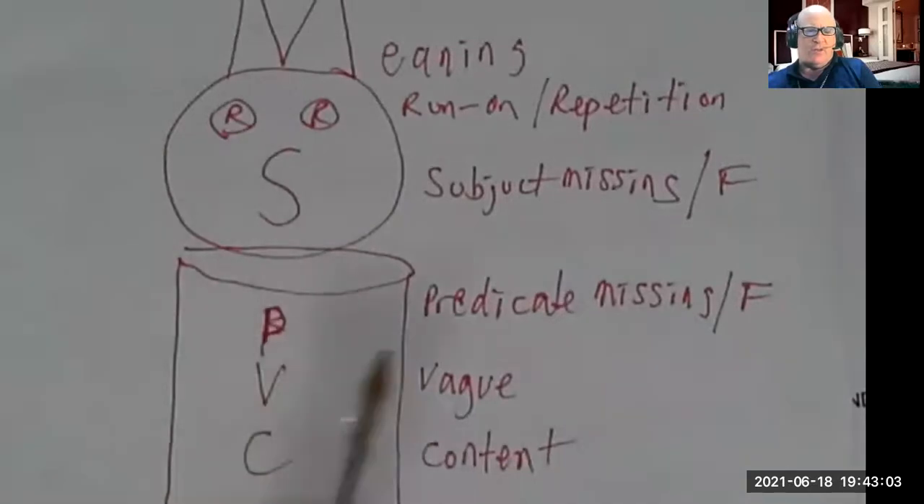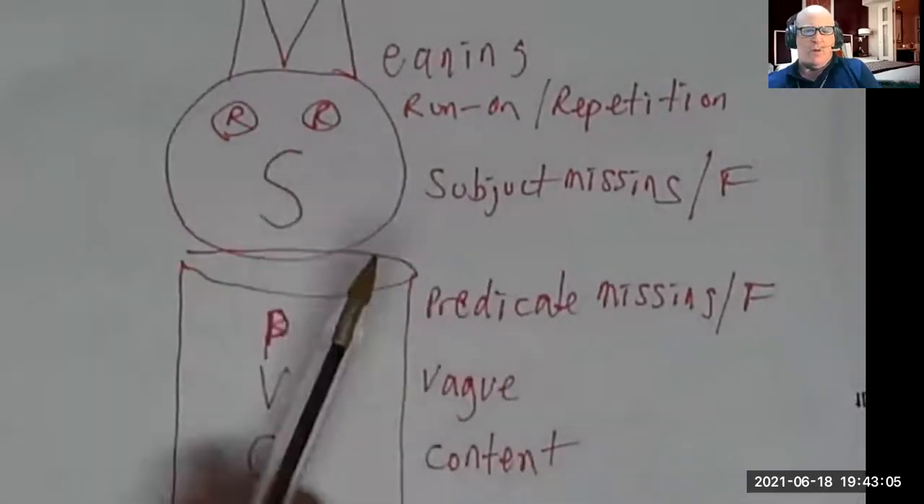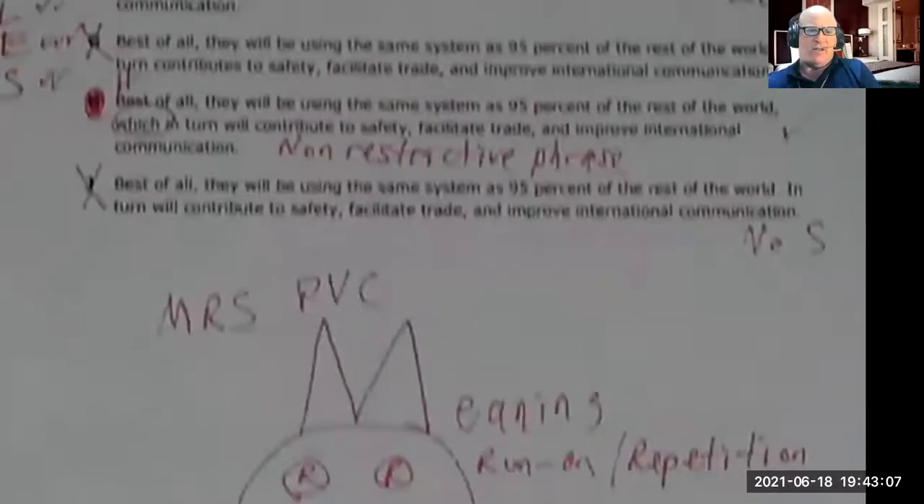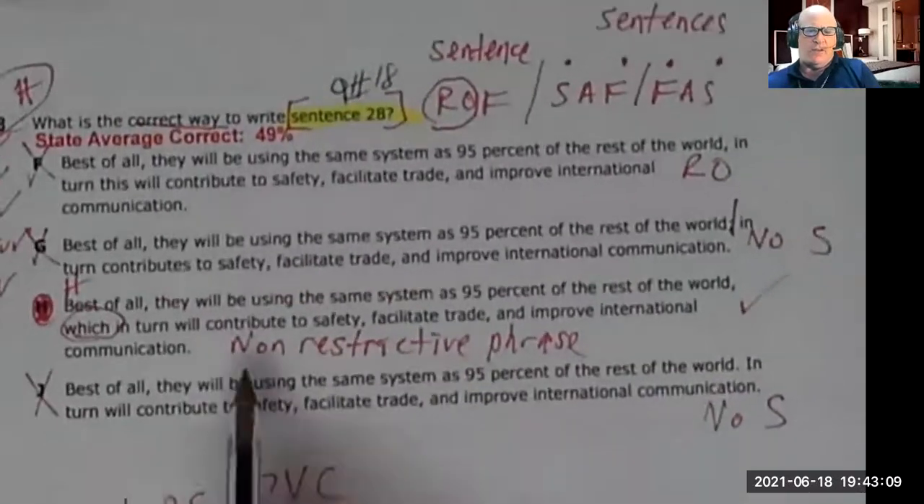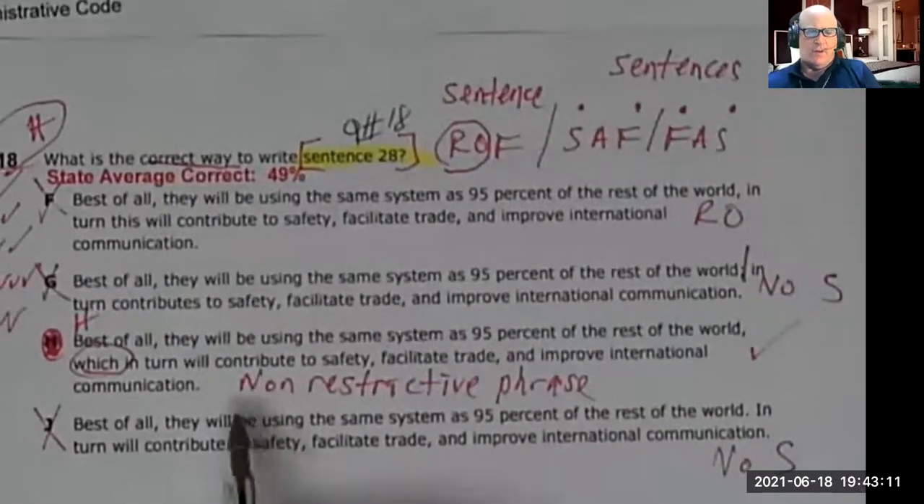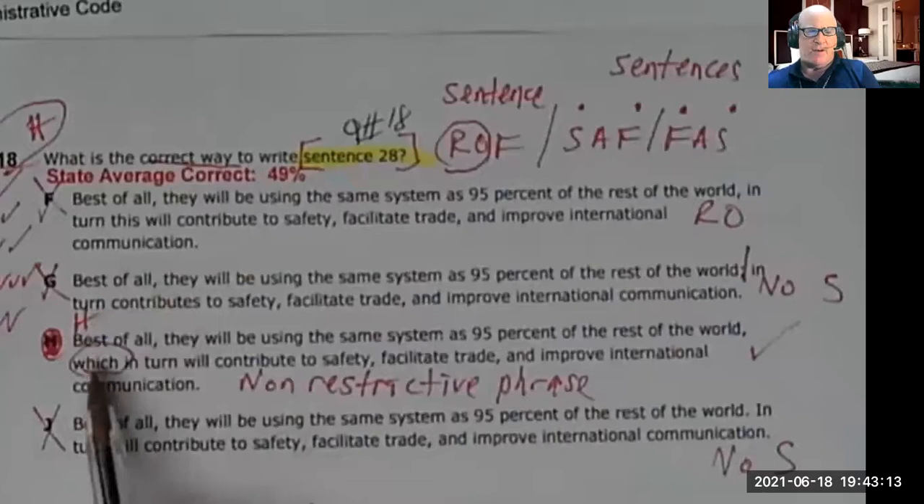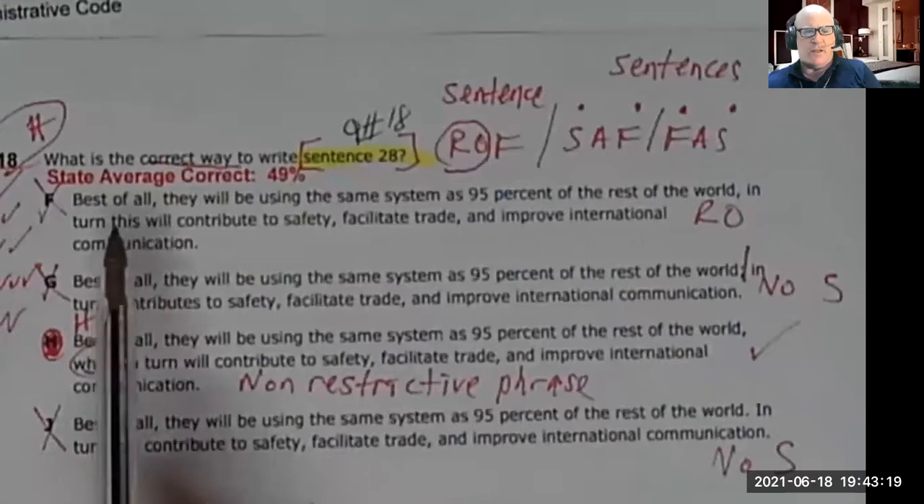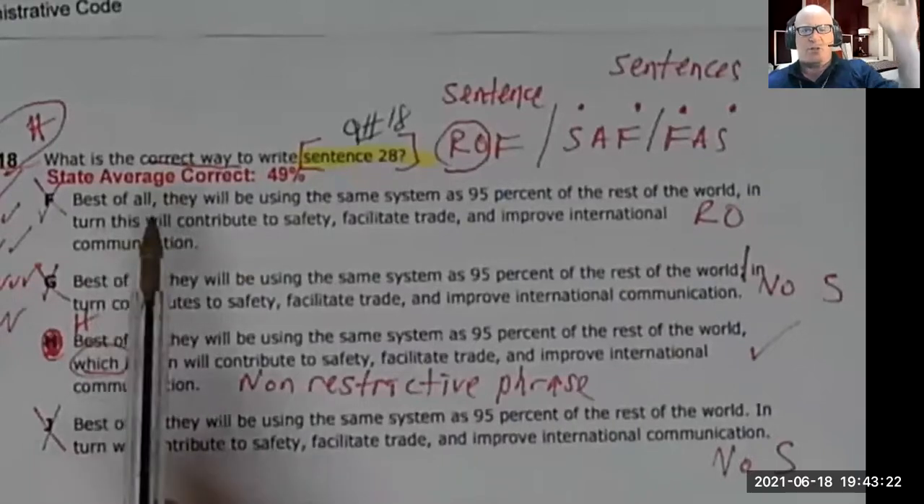And so I noticed that using Mrs. PVC, we're going to be able to eliminate 3 answers here. So let's take a look at the 3 that are incorrect and the one that's correct here and find out why. Capital, best of all, comma, and it won't kill your kids to say comma or to bounce an imaginary ball.